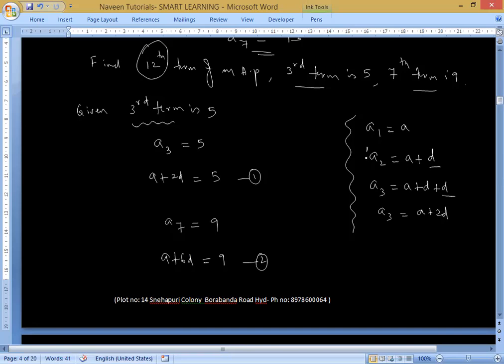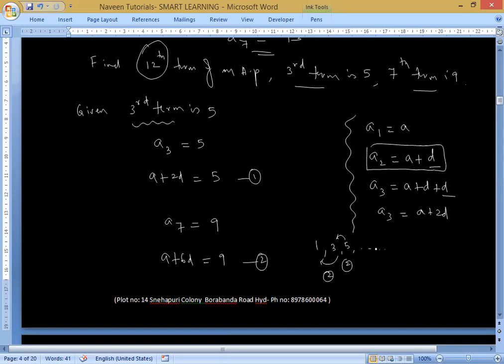Are you getting what I'm trying to say? So A1 is A, then A2 is A plus D. How are you getting A plus D? In arithmetic progression, you add the common difference to the previous term to get the next term. For example, if the series is given as 1, 3, 5, and so on, what is the difference between 3 and 1? 2. What is the difference between 5 and 3? 2. It means that we are adding 2 every time to get the next term.